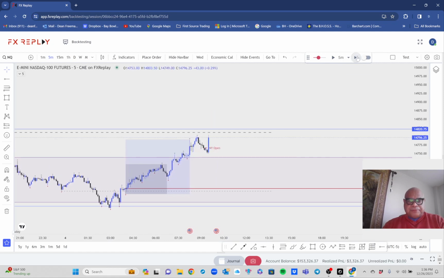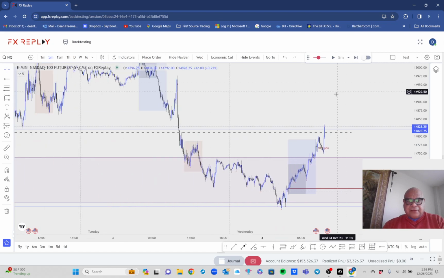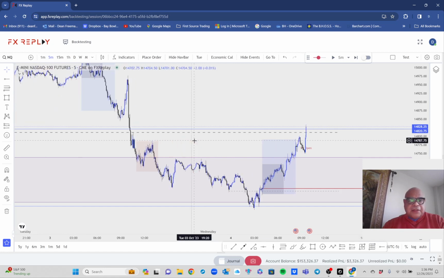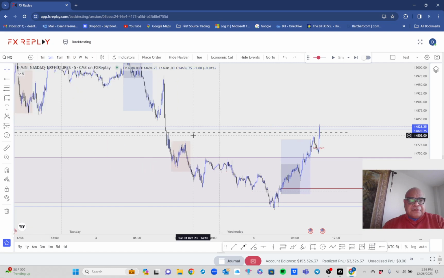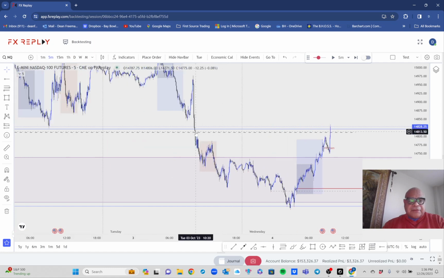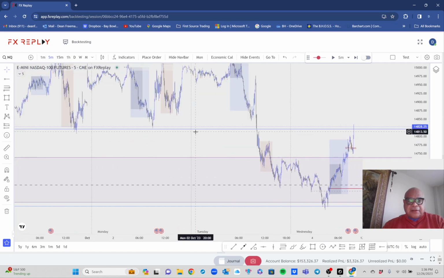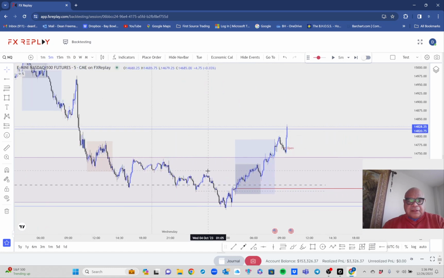New York open, price pops, it pops again. I don't necessarily, yep, it's broken structure at this point. Right here, it's breached the, I believe that's the prior day low. Oops.